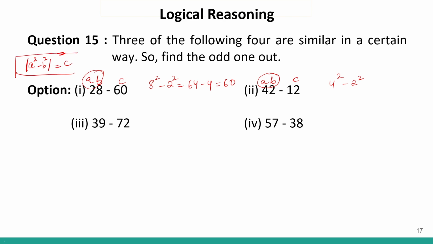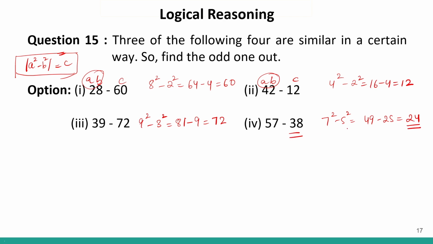I am assuming this is the logic. So if I check over here, 4 square minus 2 square, so 16 minus 4 will give me 12. This is correct for the second option also. Now if I look over here, 9 square minus 3 square, so 9 square is 81 minus 9 will give me 72. So it is correct for option number 3 as well. Now if I look at option number 4, 7 square minus 5 square, so 7 square is 49 minus 25, which is equal to 24. So here we have 24 and here we have 38. So these are not equal. Therefore, option number 4 is the odd one out.